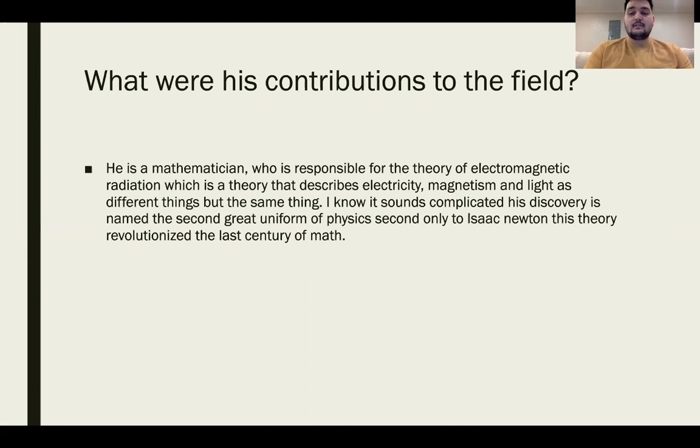One of the difficulties of this theory. His discovery is named the second greatest unification of physics, second only to Isaac Newton, which is a big deal. And this theory revolutionized the last century of math and is still being used today.